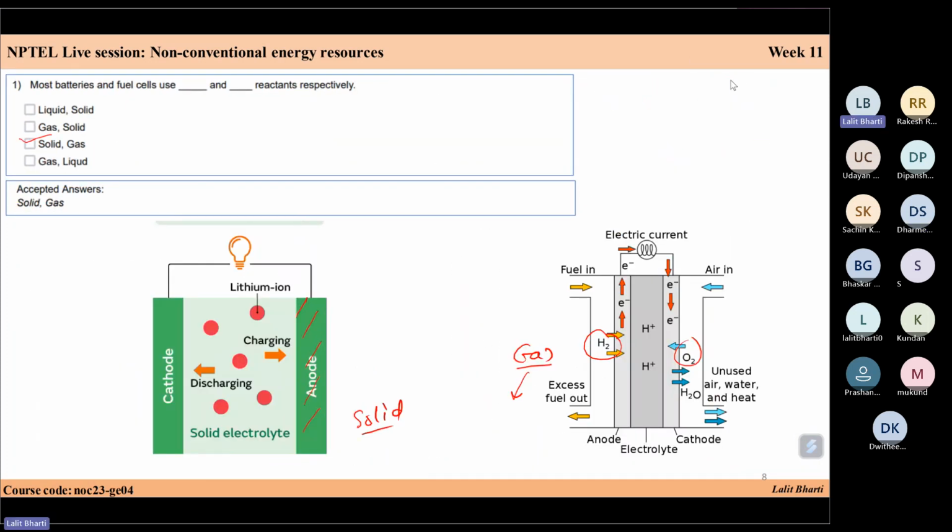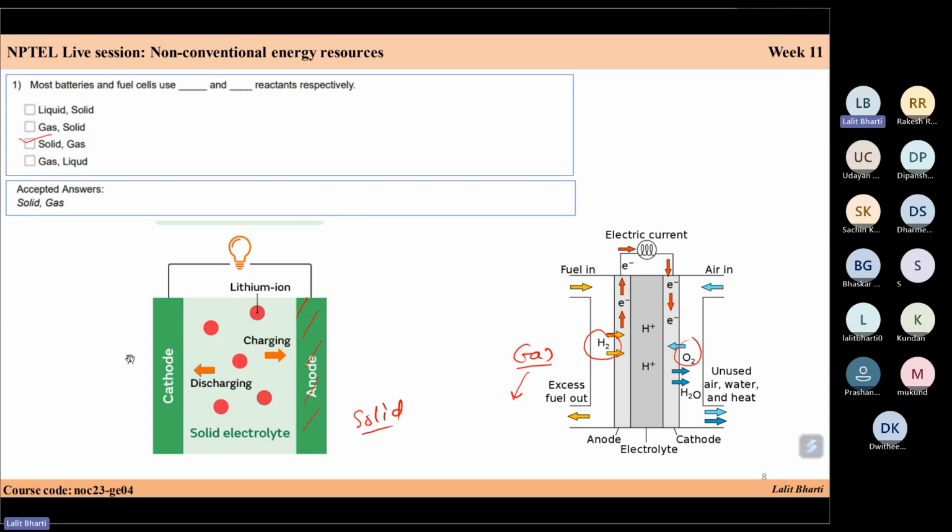Then we have the next question. It says most batteries and fuel cells use blank and blank reactants respectively. The options: liquid solid, gas solid, solid gas, gas liquid. So we already know that, sorry, this is a battery and this is a fuel cell.